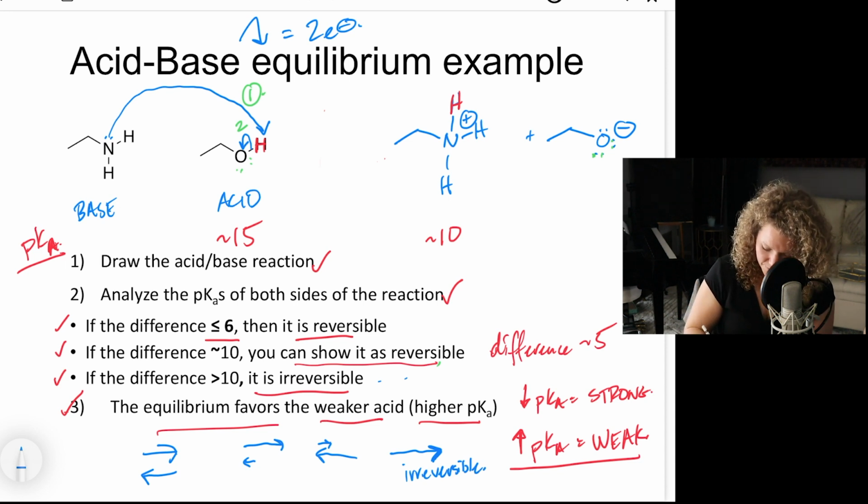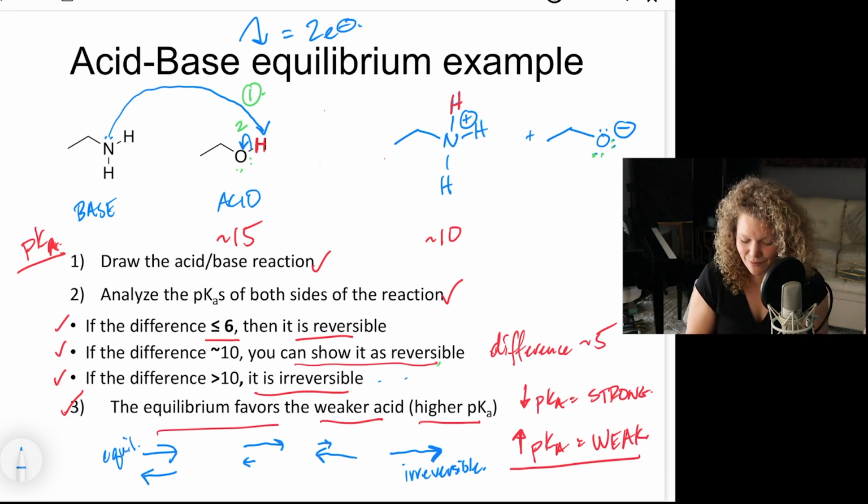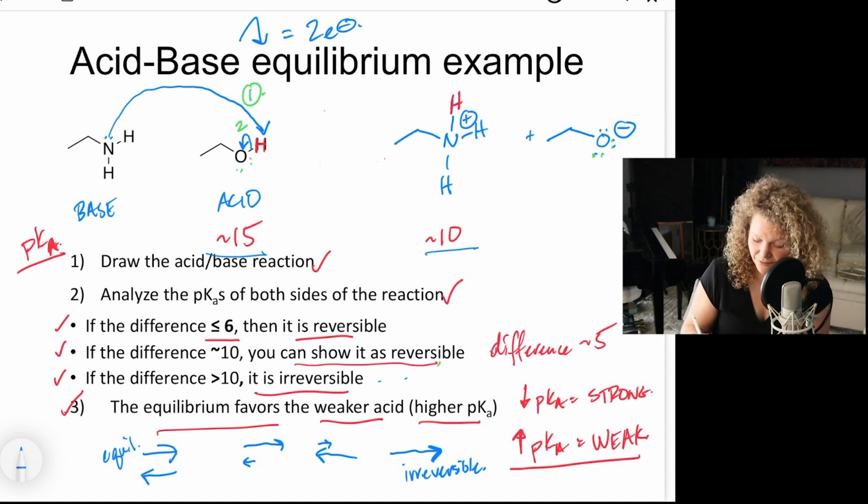Okay, so here's our equilibrium arrow. Let's now look at what we have. So we've got a pKa difference of 5. Our alcohol has a pKa of 15. Our protonated amine has a pKa of 10. We know that the left side of this reaction is in fact favored.